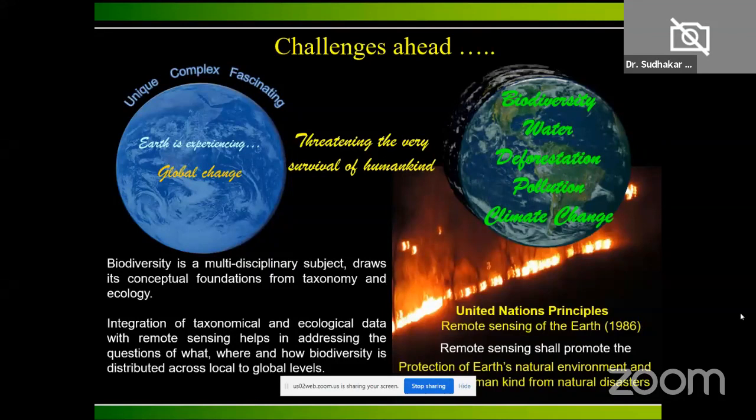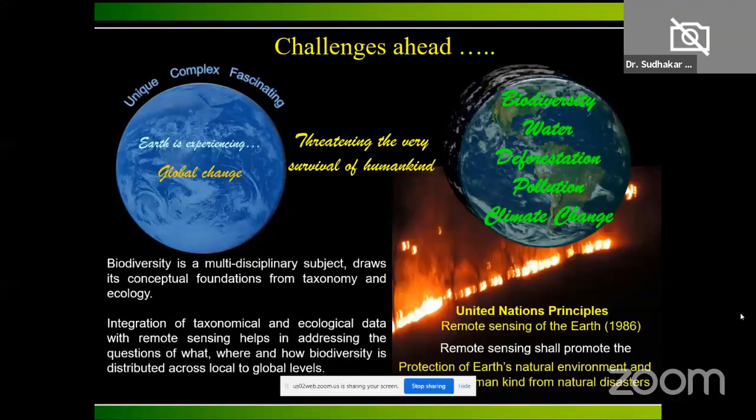If you see all the five environmental issues, they are revolving around a green leaf. It means if you conserve the forest and the trees, we will be able to mitigate the majority of the environmental issues, sustain, and manage the resources for future generations. Being multidisciplinary in nature, biodiversity science draws its foundations from taxonomy and ecology. And further, there is a lot of development on the technology side.